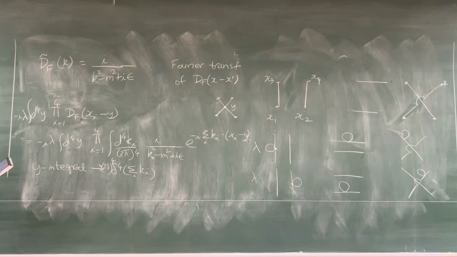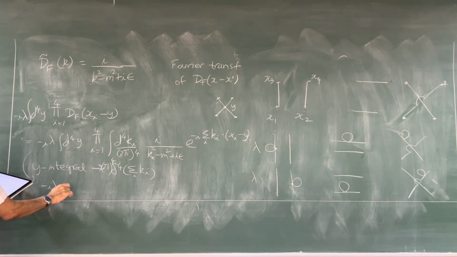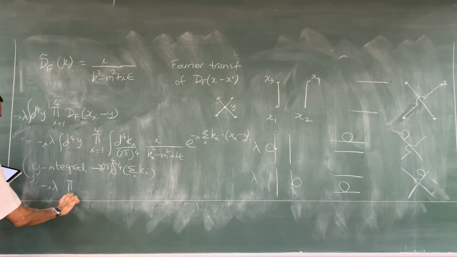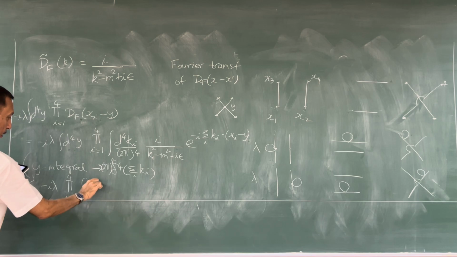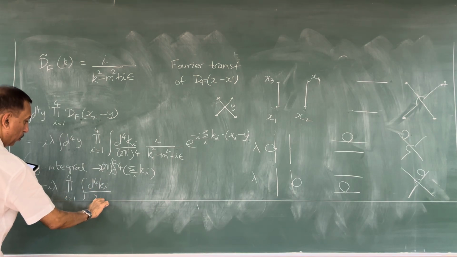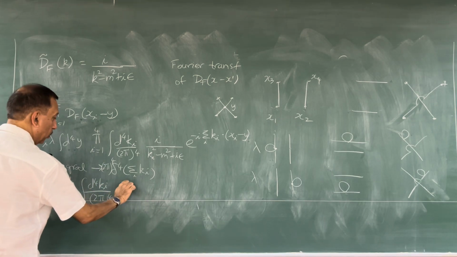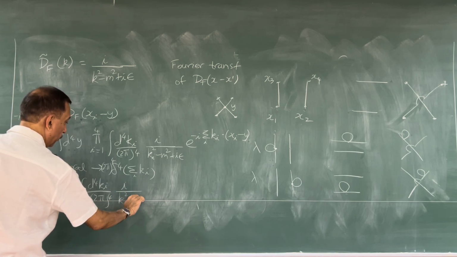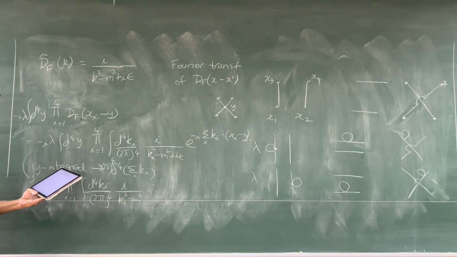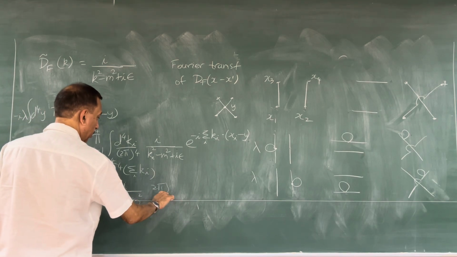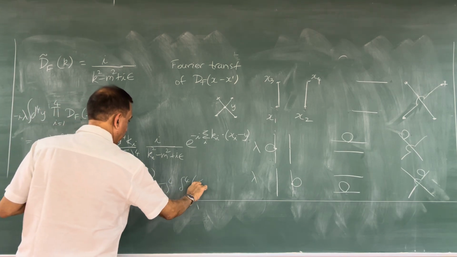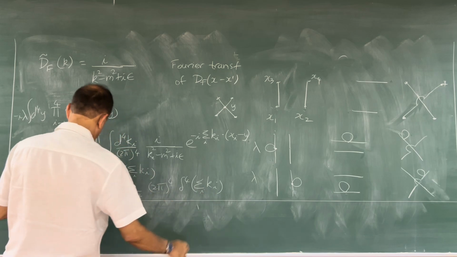Okay, so finally I can write my expression as minus i lambda. So now the y integral is done. And then I have the product over i from 1 to 4 of the integral d^4 k_i over (2 pi)^4, i over k_i squared minus m squared. Very often we will not stop writing this i epsilon. And then we have (2 pi)^4 delta^4 of the summation of k_i, and that's the whole thing.